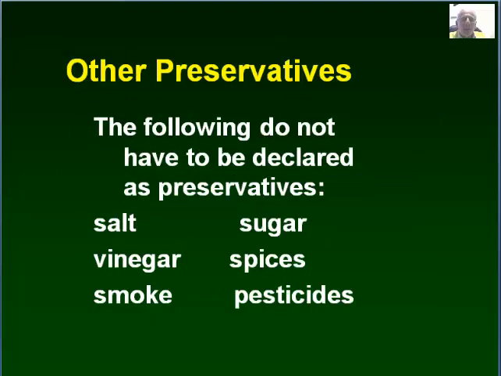Other preservatives, there are some that actually don't require you to declare them as preservatives, and these are things such as salt, sugar, vinegar. Some of the spices certainly have antimicrobial activity. Smoke and smoking products has some very important antimicrobial activity. And pesticides only comes into play as the fact that we may be applying pesticides post-harvest to a product, herbicides, and the fact that there may be, even if it's applied in the field, there may be some residues, certainly of particular pesticides that may be present in or on that food product.